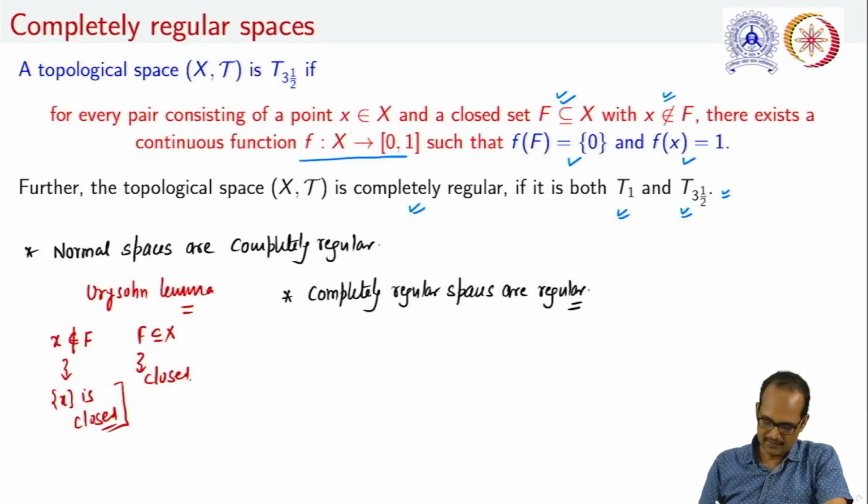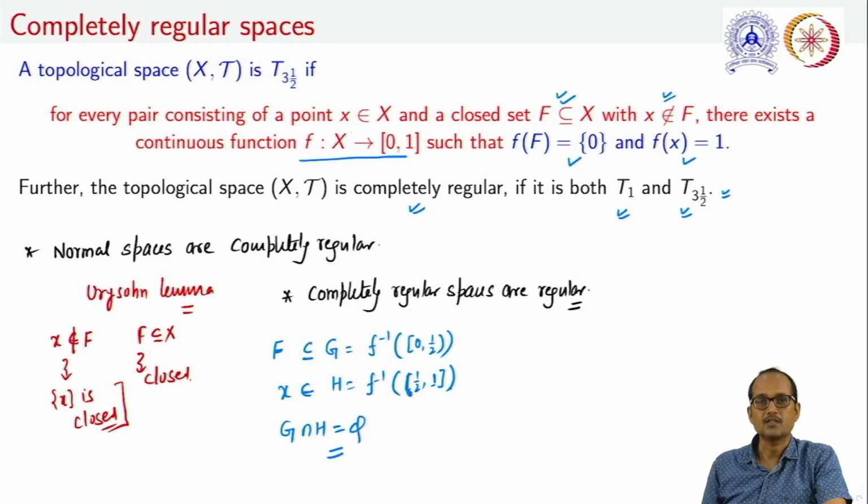So if we are taking a set G which is defined as the inverse image of this semi-open interval [0, 1/2), now what we can say is that this G always contains F. Also let us take a set H which is f inverse of the semi-open interval (1/2, 1], closed at 1. Note that this will always contain x. From the construction itself, it is clear that G and H are disjoint.